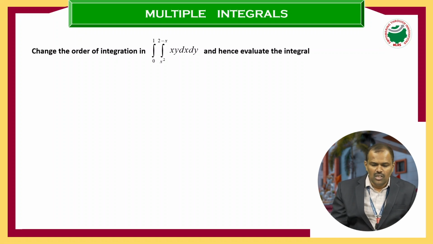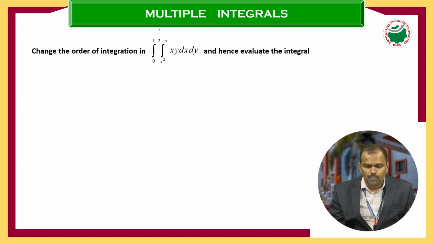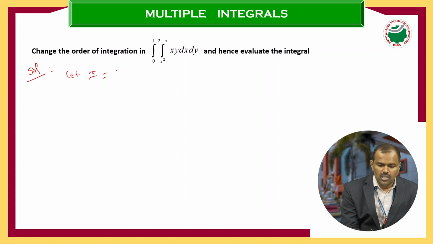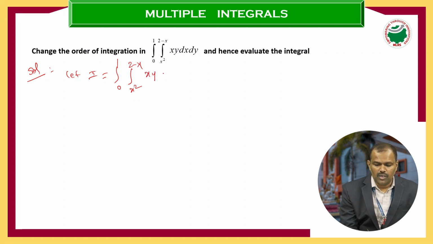What is that integral? Integral 0 to 1, integral x squared to 2 minus x, xy dx dy. So what is the given integral? Let I stand for the given integral: integral 0 to 1, integral x squared to 2 minus x, xy dx dy.